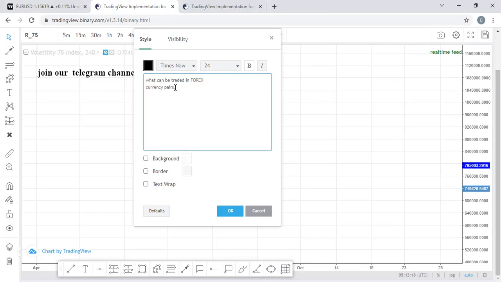You can trade stocks, you can trade gold. They are classified into groups. You can trade currency pairs, you can trade synthetic indices, you can trade stock indices, and so much more. Then there is the one that is running now, which is cryptocurrency. So these are the things you can trade on the financial markets.